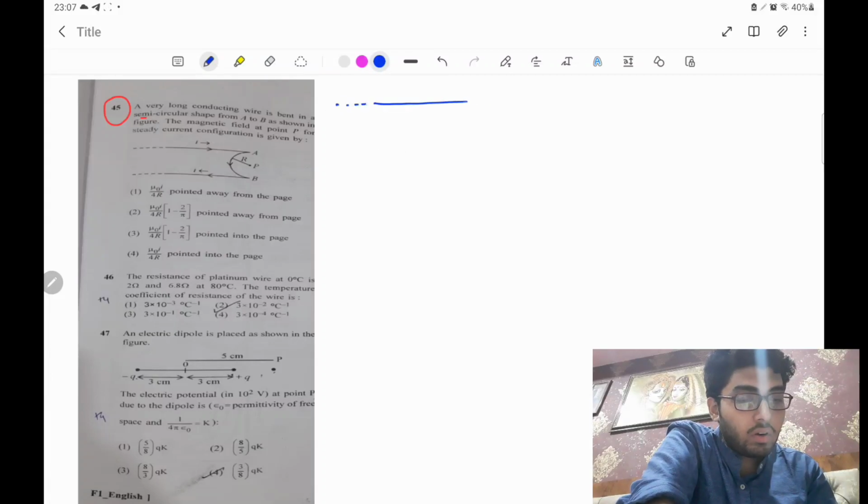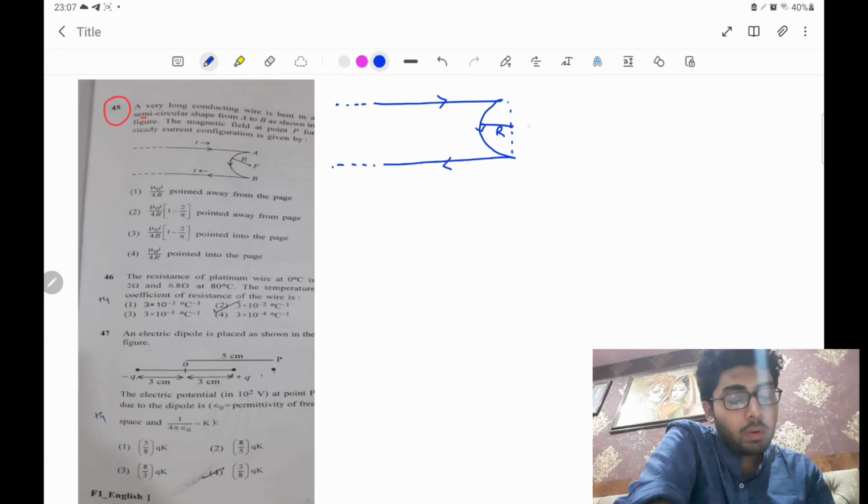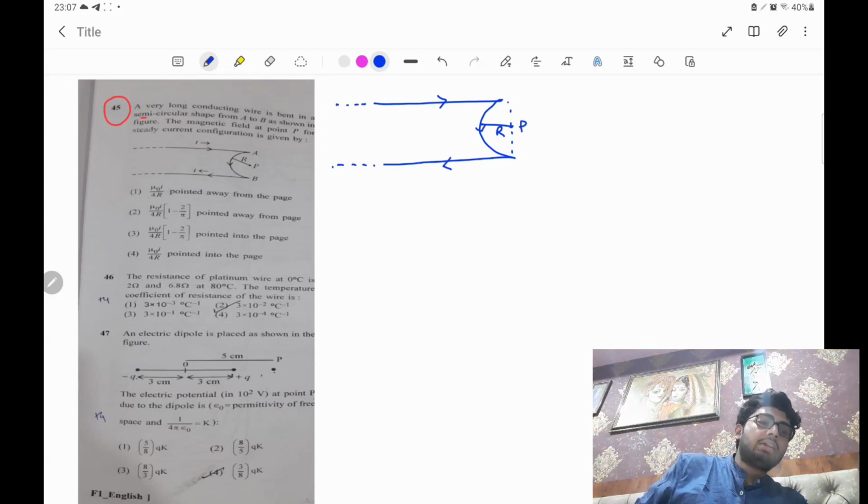There is an infinitely long conducting wire which has been bent in this manner, and the radius of this bent part is r. It is a half circle, and current is flowing in this manner. Now, at this point P, you have to calculate the magnetic field.